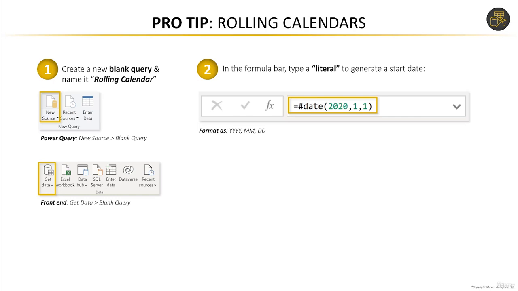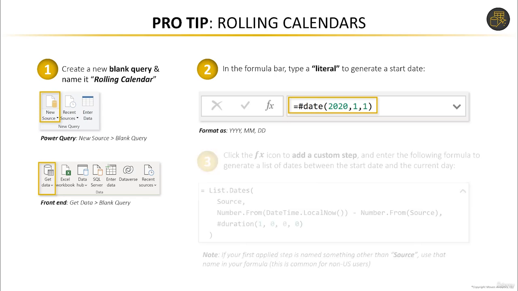And then in our formula bar, we're going to generate a starting date by entering something that's called a literal. And you're going to write it exactly as it's shown here with the hash mark, the word date, and then the starting date. Whatever you choose, it doesn't matter what the starting date is, but you want to make sure that it's in this year, month, date format. So in the example we're looking at here on the slide, this would represent January 1st, 2020.